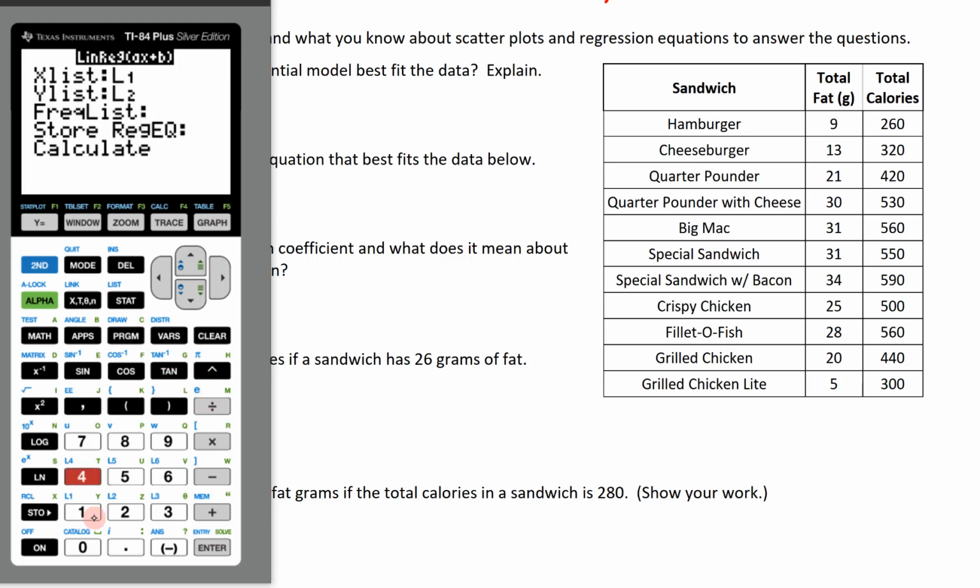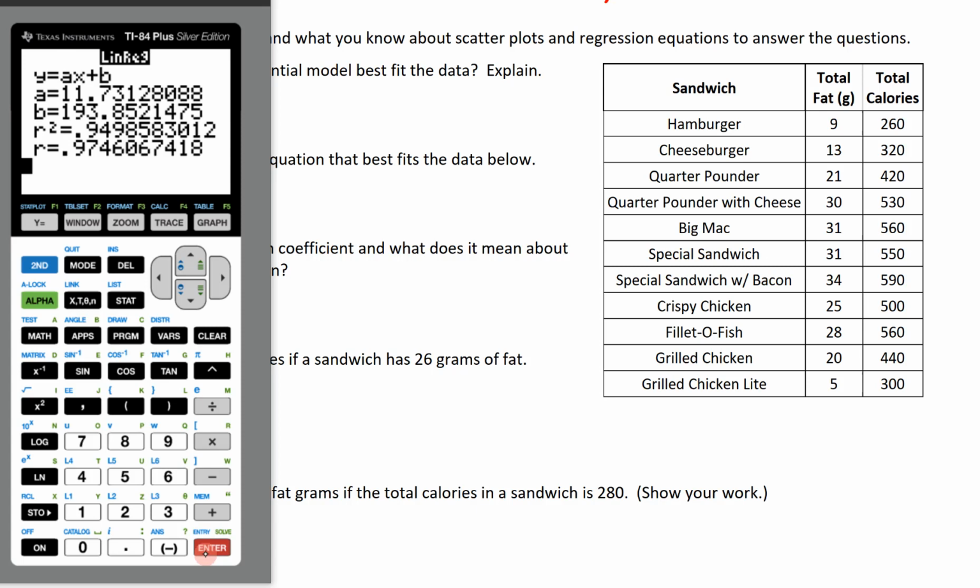That's number 4. I'm on an 84 this time, so you'll notice it has L1 and L2. We don't need a frequency list. This is where you could store the regression equation in Y1, but I'll show you how to do that another time. We're going to come down here and do calculate. One thing you could do is just keep hitting enter, and it'll get down there, and here we are. So there is our linear regression model.